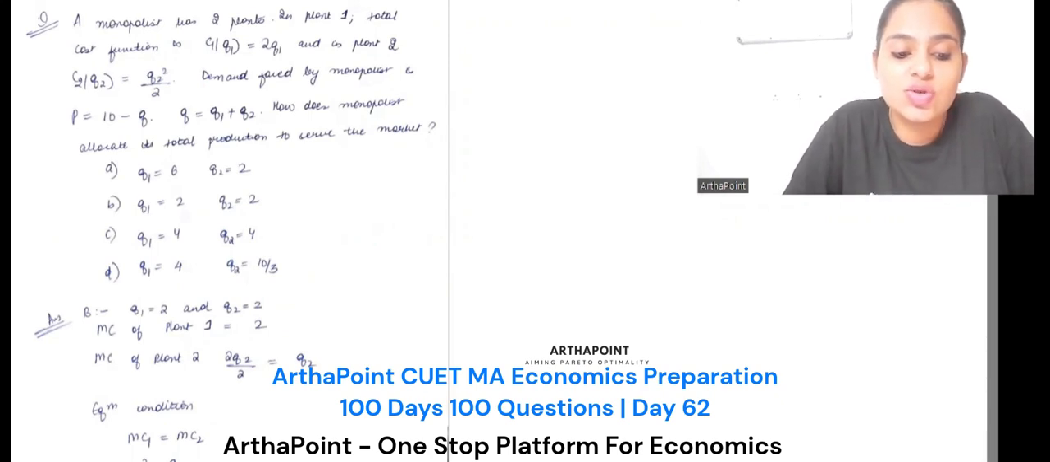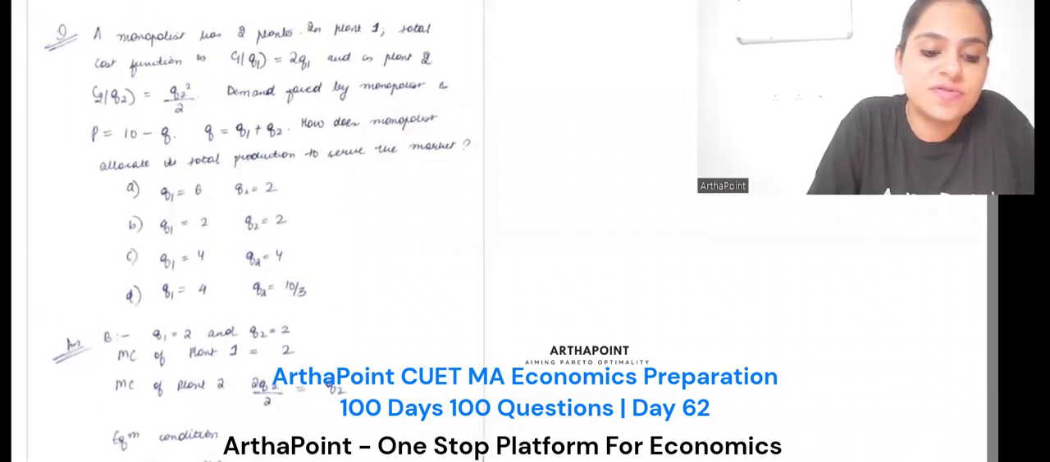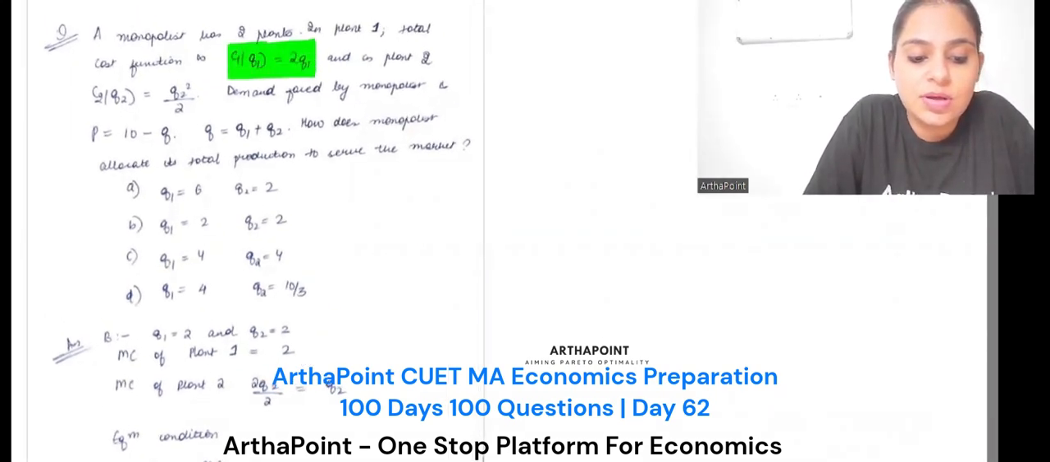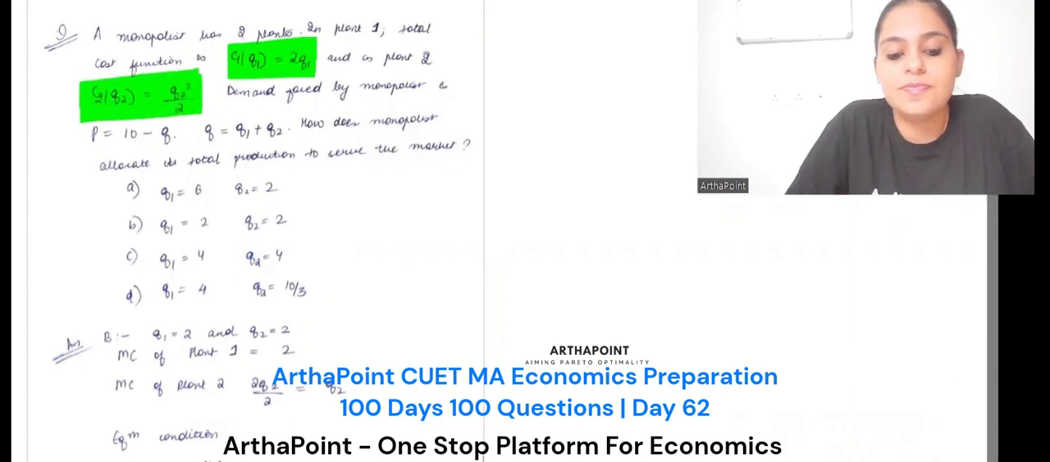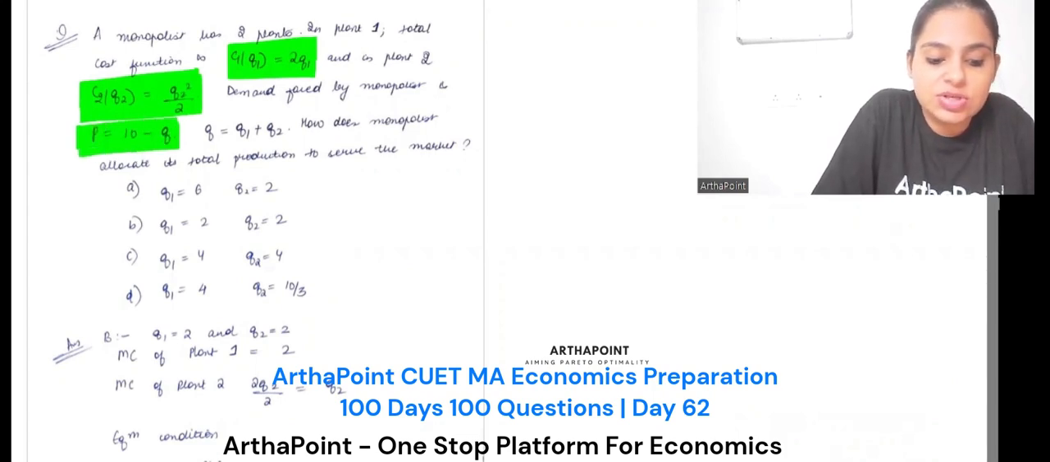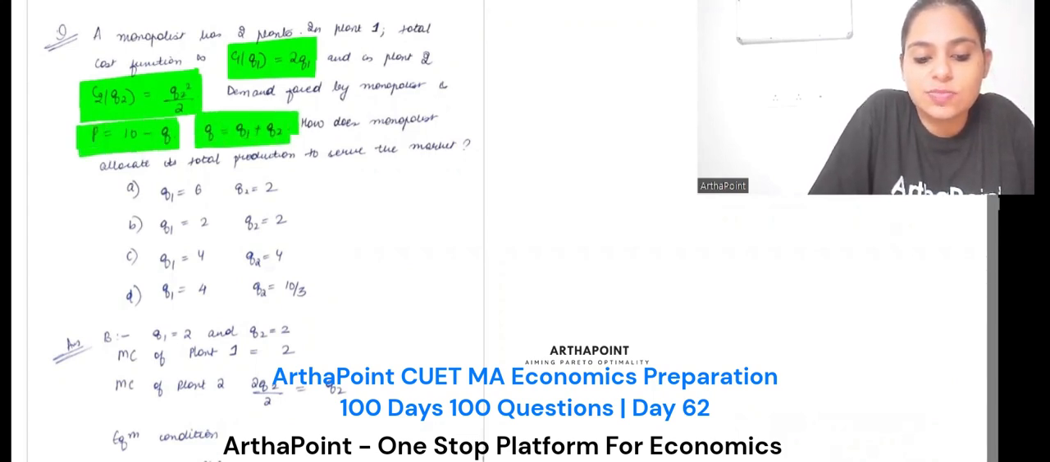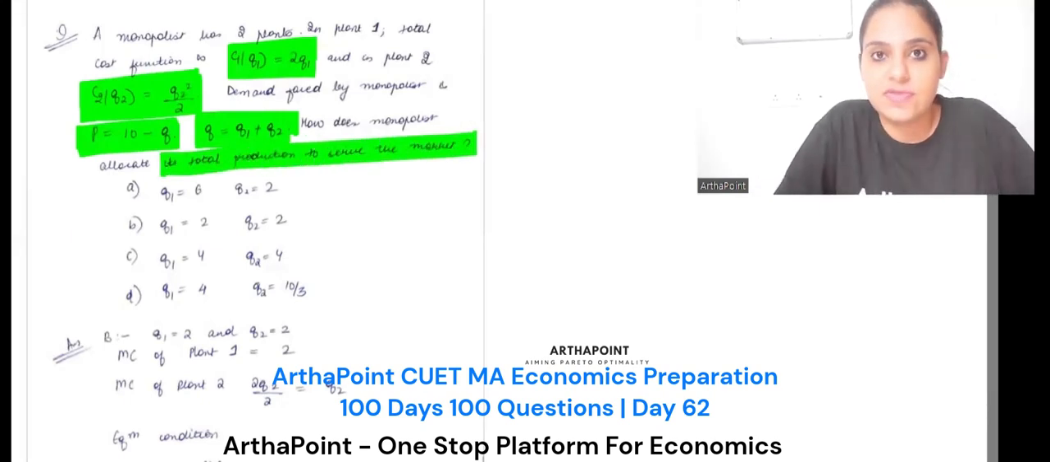A monopolist has two plants. Plant 1's total cost function is 2Q1. Plant 2's total cost function is Q2 square by 2. Demand faced by the monopolist is 10 minus Q, where Q is Q1 plus Q2. How does the monopolist allocate its total production to serve the market?